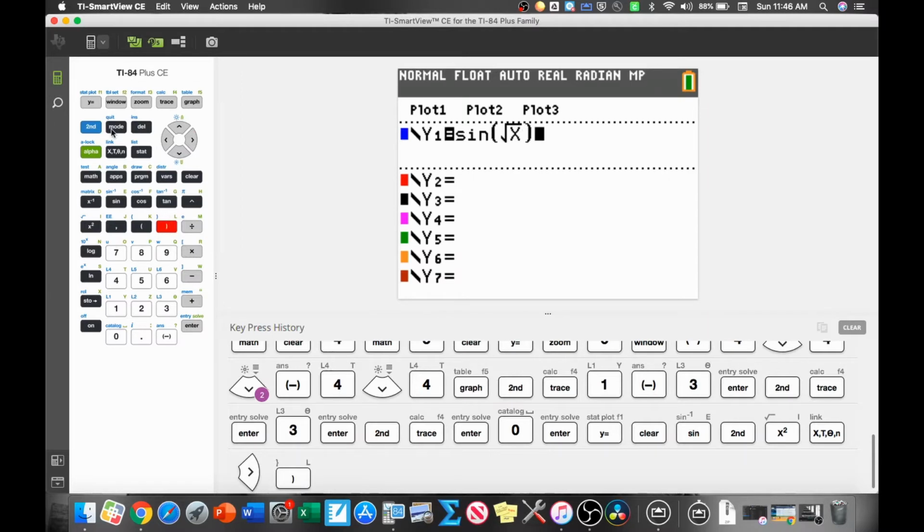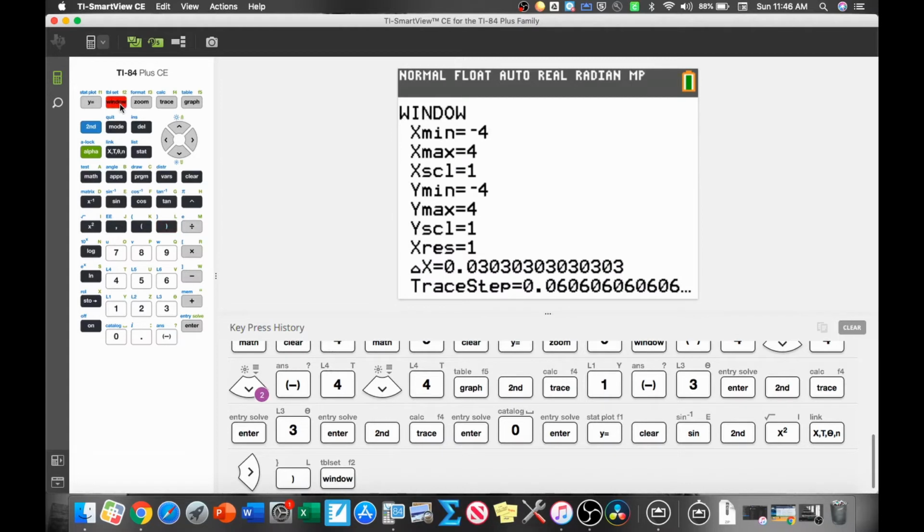And before I do, I am going to go to my window first. I am going to change my y minimum to -2. Make sure you use the negative, not the minus. And my y maximum to positive 2. Okay, so that's going to be my amplitude. I expect it's going to be from 1 to negative 1, so that should be plenty.